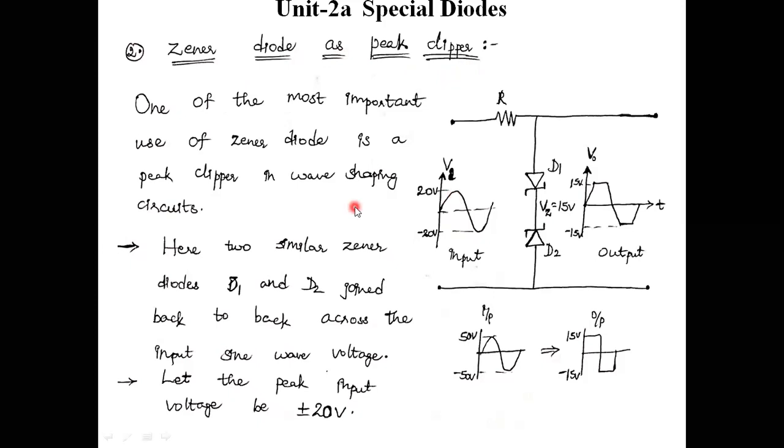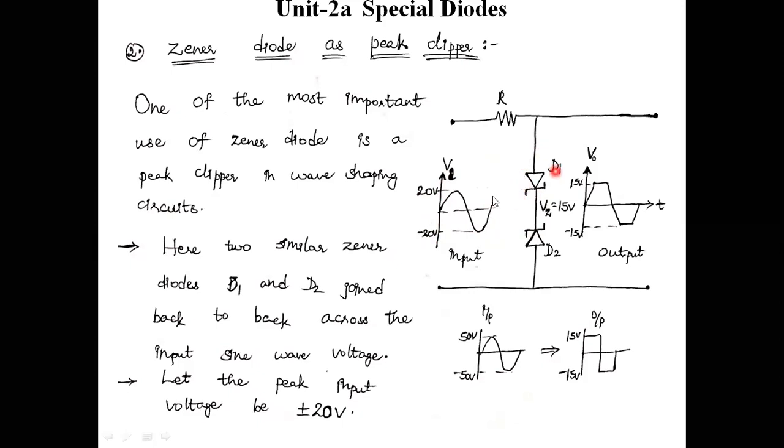Take it as a basic concept only, which I am explaining here. The basic concept is that the Zener diode acts as a peak clipper. In that, a sinusoidal input voltage is provided, peak to peak 40 volts. That is 20 volts as well as minus 20 volts. The positive half cycle is giving 20 volts and the negative half cycle minus 20 volts. This voltage is applied across these two diodes.